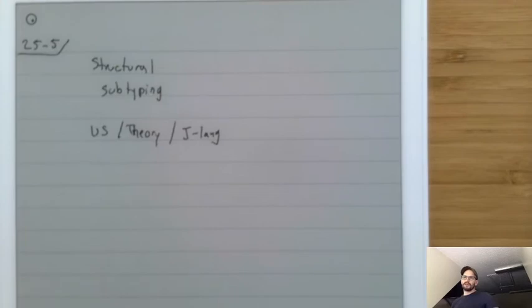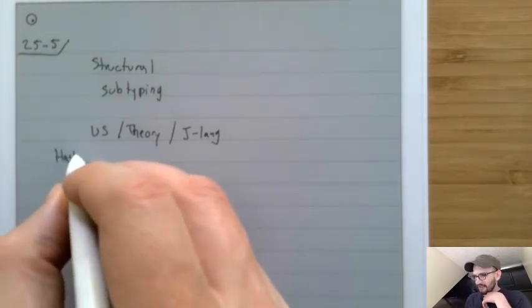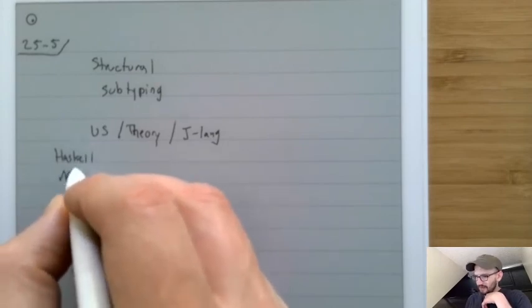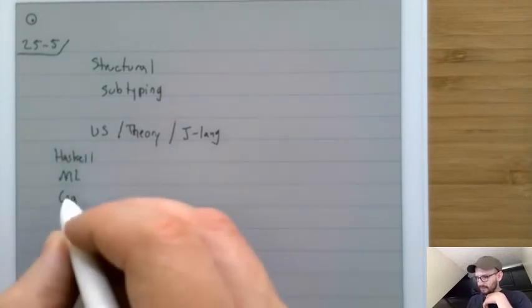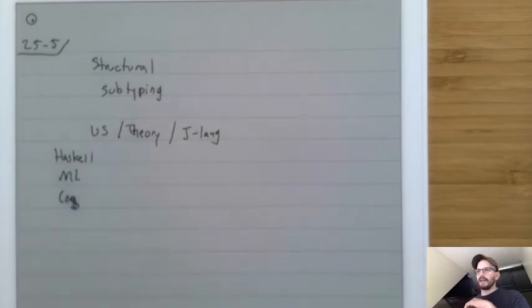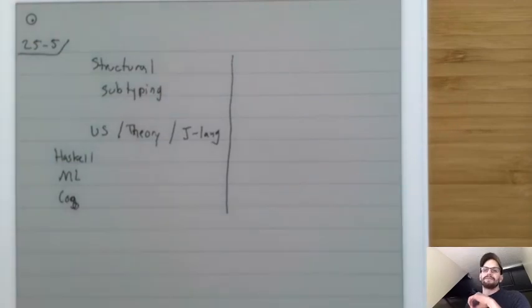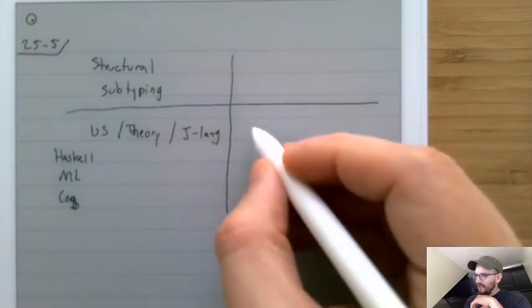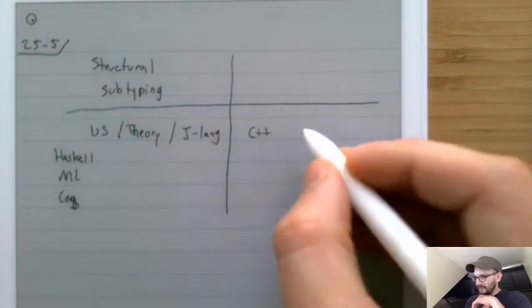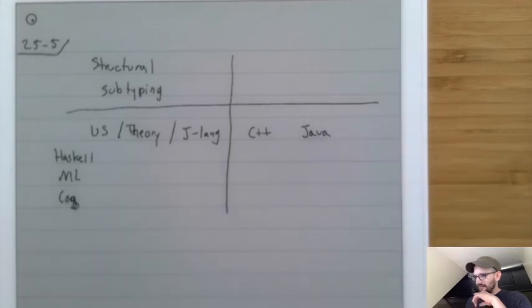Structural subtyping is also implemented by many other languages, like Haskell and ML and Coq. I wrote Cog, but I meant to write Coq. Okay. So all those languages use structural subtyping. However, there are other languages that do it differently. And these languages are C++ and Java, for instance. What they do is they have a really, really simple subtyping relation.